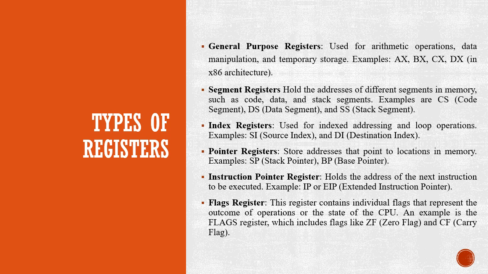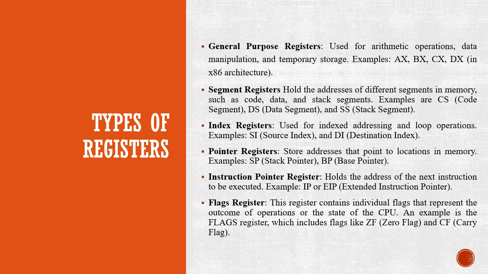Segment registers hold the addresses of different segments in memory, such as code, data, and stack segments. Examples are CS, the code segment, DS, the data segment, and SS, which is the stack segment. The next example is index registers. These index registers are used for indexing addresses and looping operations, branching within a code, where these particular registers are used to point to a particular segment of a group, a function or subroutine, as other people see it. Nowadays, these are regarded as methods.